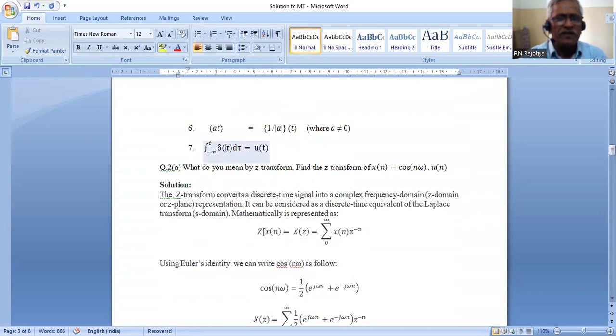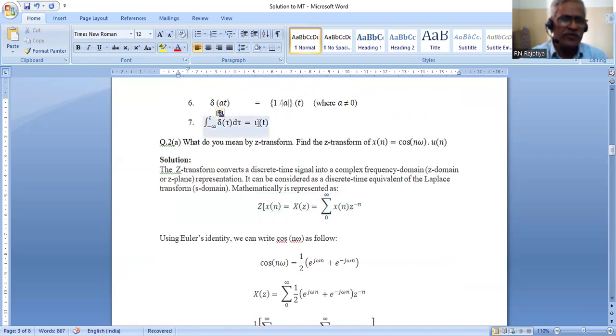Then, δ(at) can be written as (1/|a|) δ(t), where a is not equal to 0. And the last one is the integral from minus infinity to t of δ(τ) dτ, which is equal to u(t). Similarly, if you differentiate u(t), you will arrive at the impulse. But if you integrate all those impulses, that will be equal to u(t).